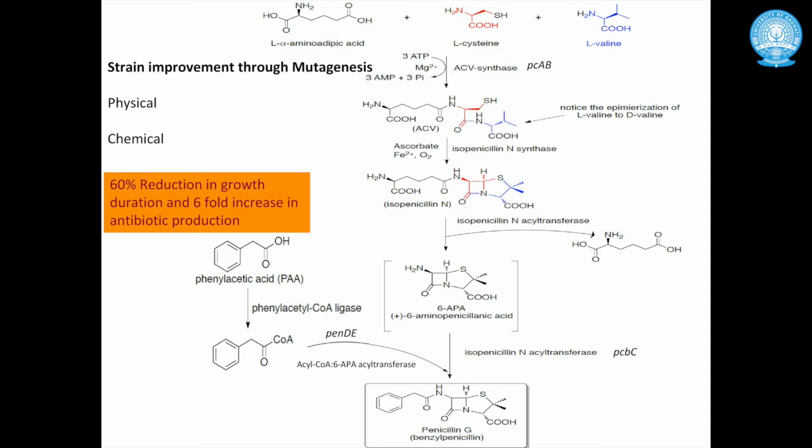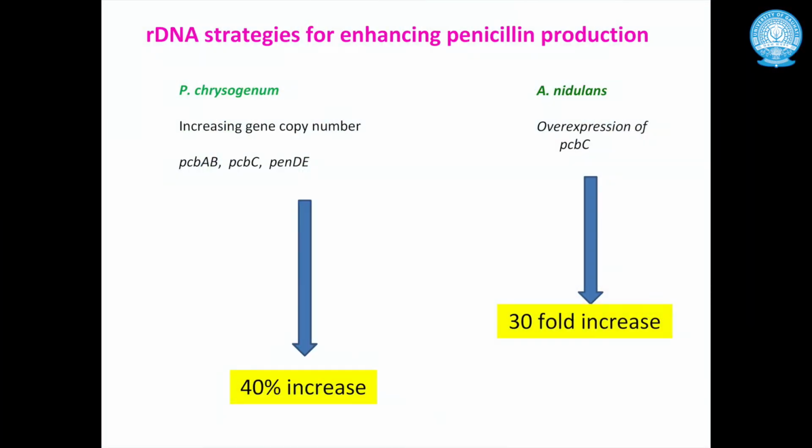Now, in order to improve the efficiency of this pathway, we need to improve the strain, the fungus in hand. There are two ways of bringing about mutation in the strain. One is physical and the other is chemical. By physical means of mutagenesis, we mean exposure to UV radiation and such, but it was not found to increase the production of penicillin to a great extent. So chemical mutagenesis was considered.